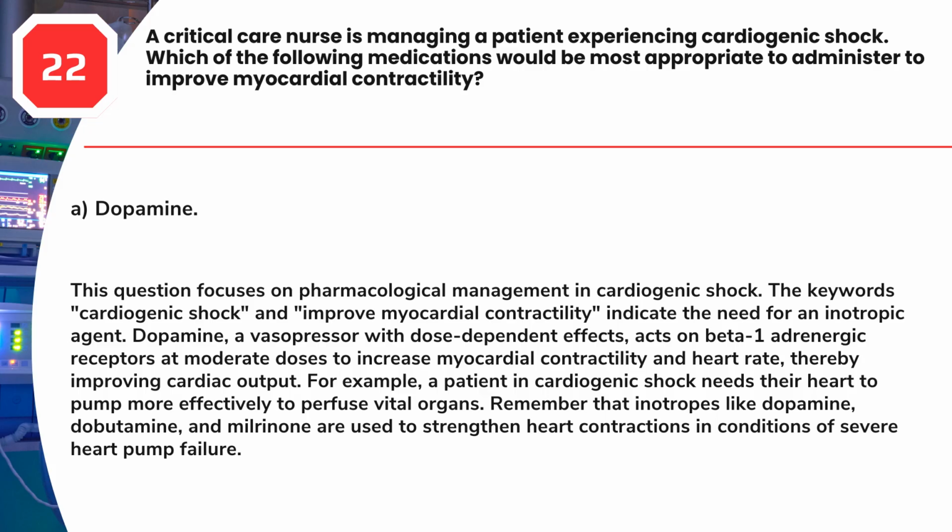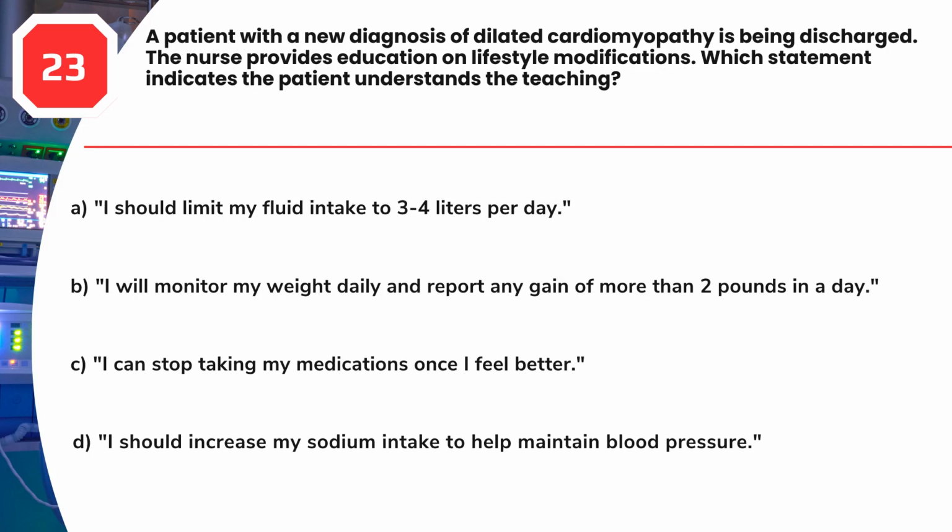For example, a patient in cardiogenic shock needs their heart to pump more effectively to perfuse vital organs. Remember that inotropes like dopamine, dobutamine, and milrinone are used to strengthen heart contractions in conditions of severe heart pump failure. Question 23. A patient with a new diagnosis of dilated cardiomyopathy is being discharged. The nurse provides education on lifestyle modifications. Which statement indicates the patient understands the teaching?